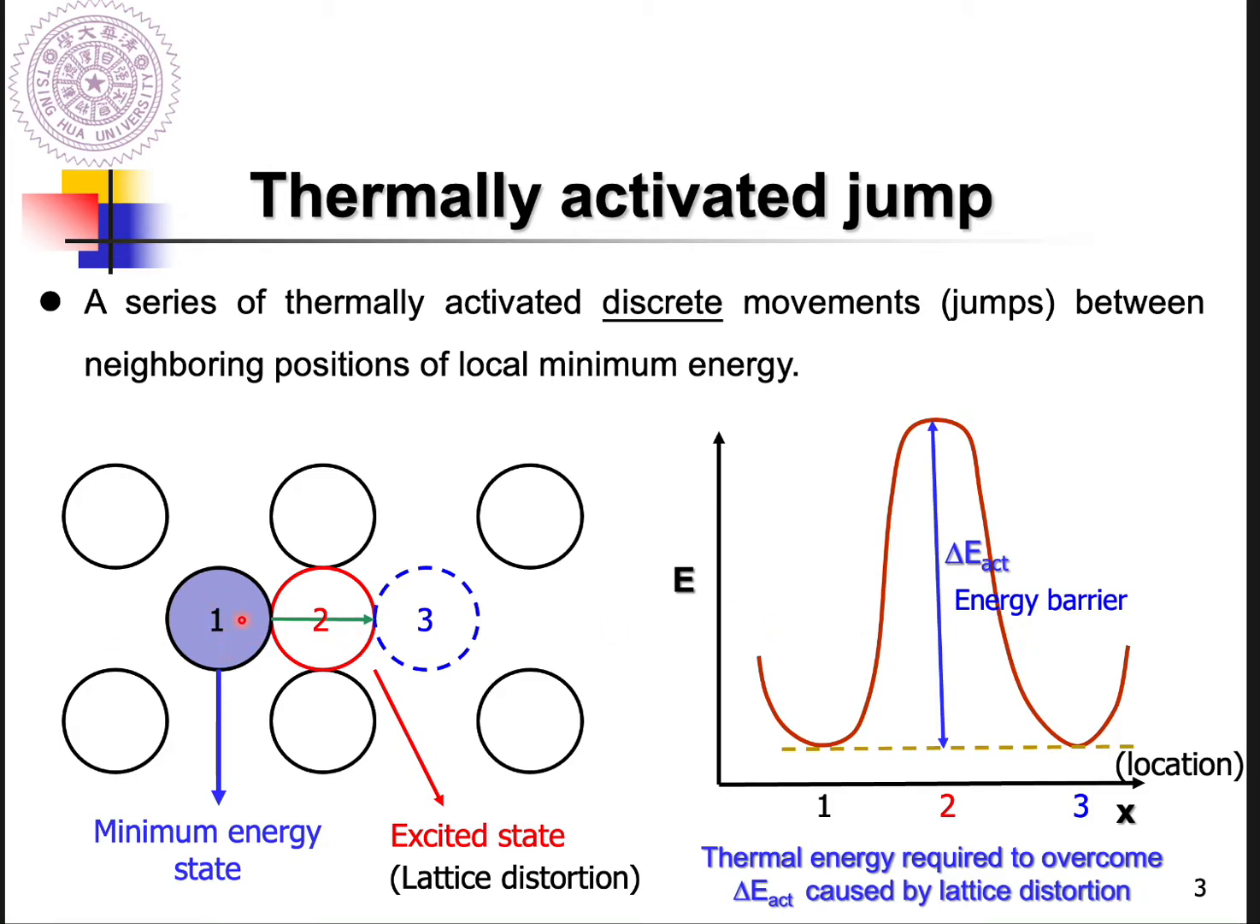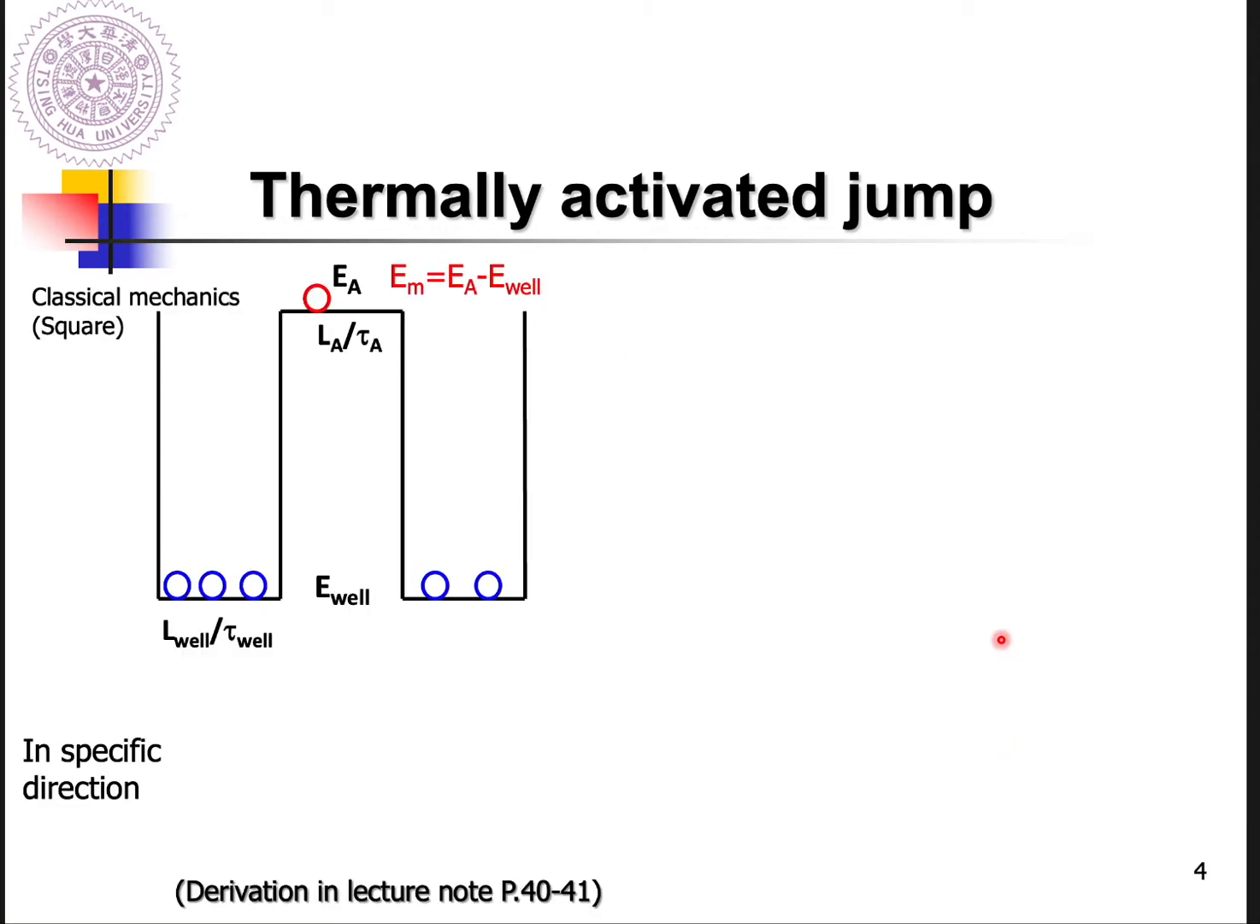Otherwise, if these atoms have energy lower than this energy barrier, then they just vibrate or move at location 1. It's not going to make a successful jump, okay? And the energy here, as we mentioned before, is only thermal energy. As long as the environment temperature is higher than 0 K, we can simply calculate how many atoms have energy higher than this energy barrier, right?